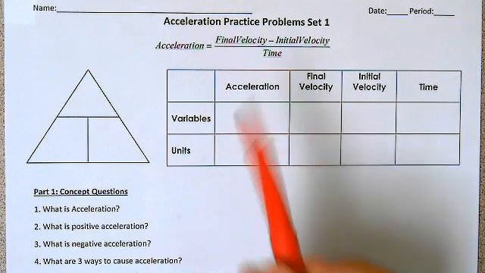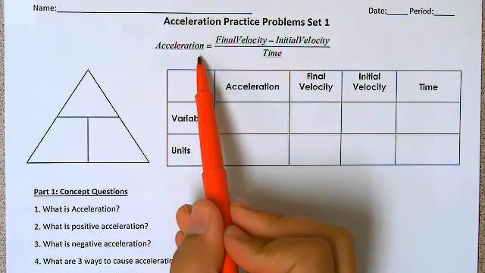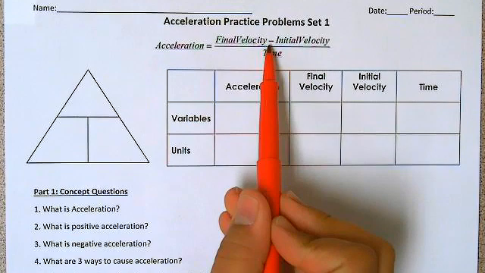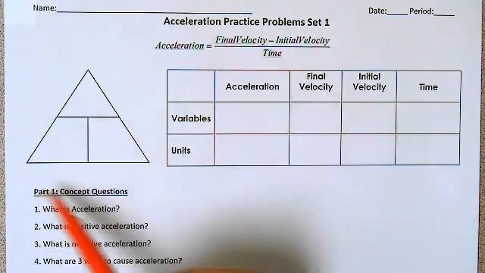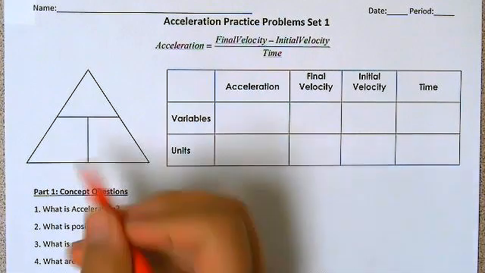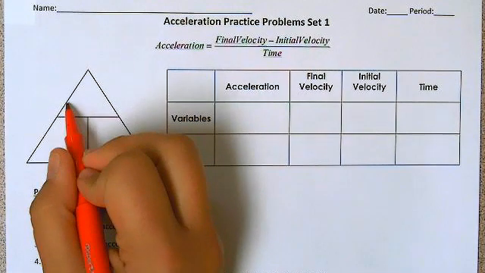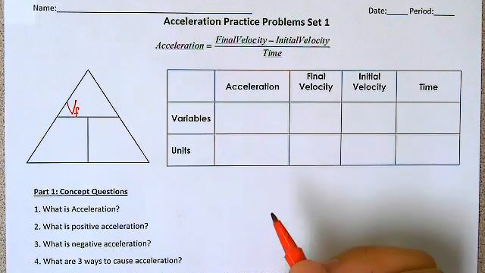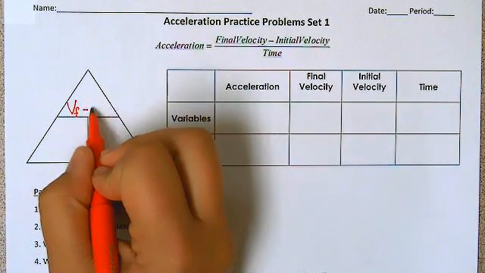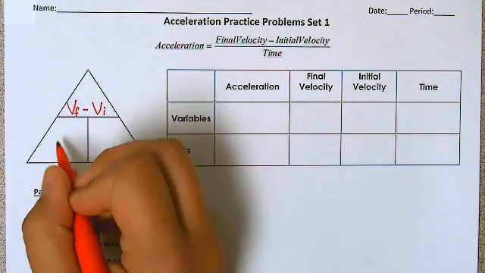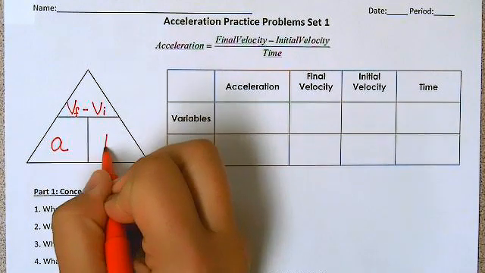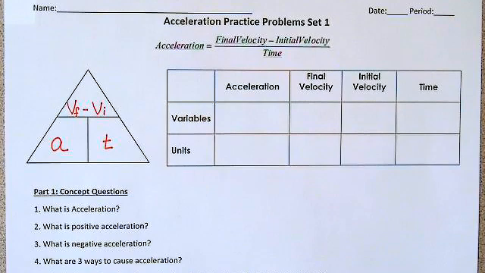So at the top, it has our formula: acceleration equals final velocity minus initial velocity divided by time. So over here for our math triangle, in the top is going to be the final velocity. We represent that by VF minus the initial velocity, which is VI. We can have acceleration and then time in the bottom. Okay, so let's look at this.